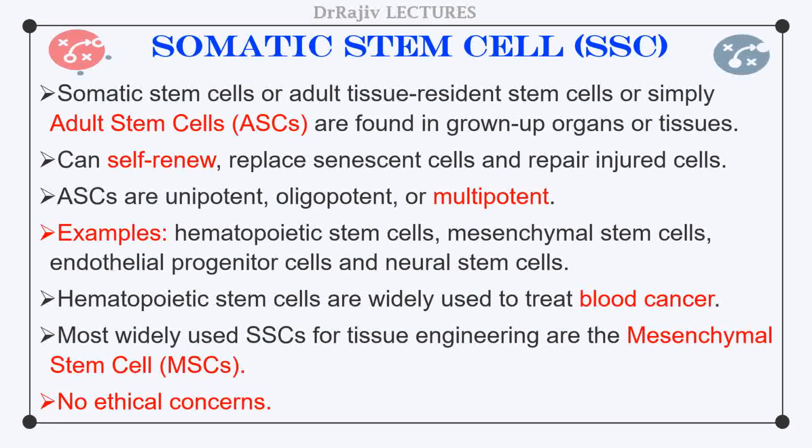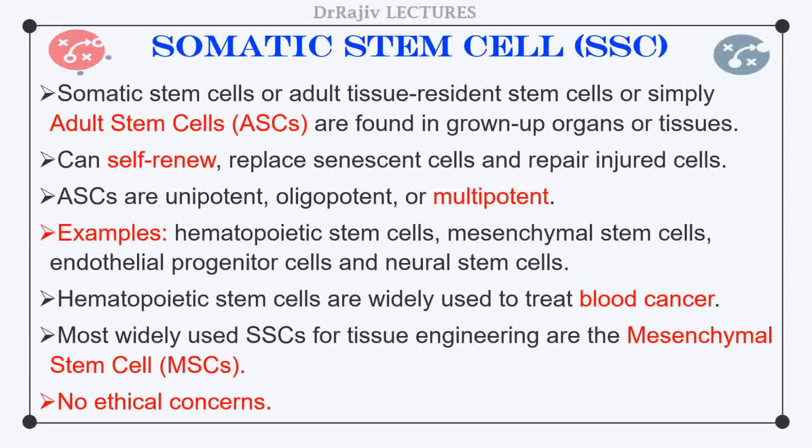Somatic stem cells are also known as adult tissue-resident stem cells or simply adult stem cells. They are found in grown-up organs or tissues. They can self-renew and produce differentiated cell types similar to that same organ or tissue. They replace senescent cells and repair injured cells in normal adult life. Adult stem cells are typically described as unipotent, oligopotent, or multipotent cells that continue to exist into the postnatal period. Their persistence into adulthood offers them great potential for clinical use.